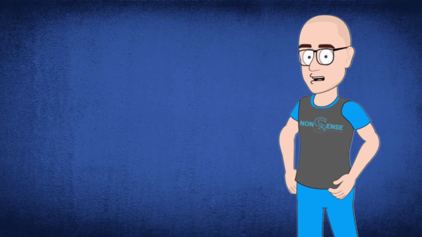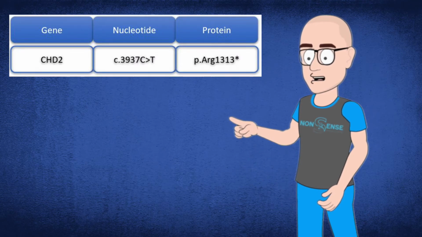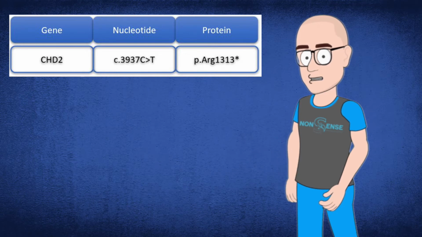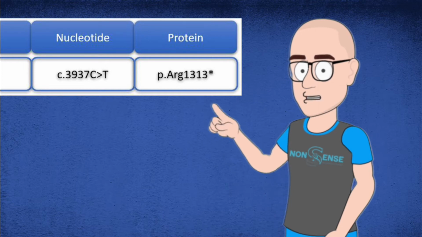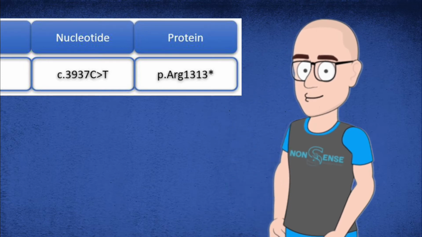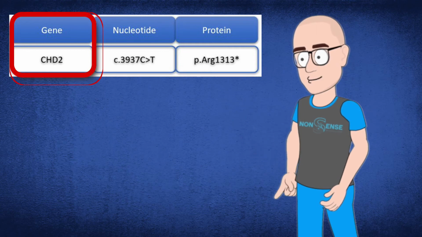If you didn't manage to find it, and this can certainly be the case, you will need to find the part in your report that specifies the location of the mutation in the gene. It usually starts with C followed by a period. This looks something like this. You should also know the name of the gene. In this example, the gene name is CHD2.